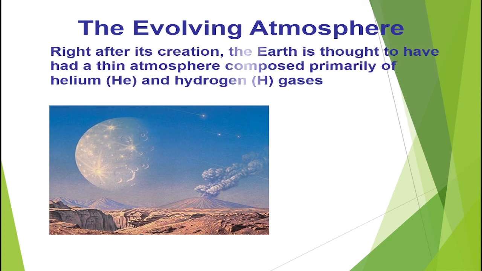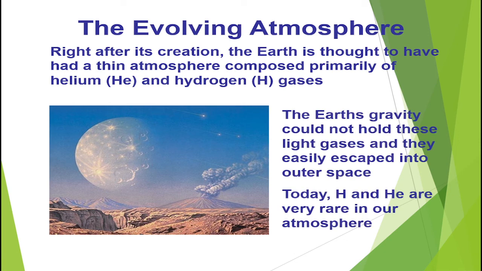It is said that right after its creation, the Earth is thought to have had a thin atmosphere composed primarily of helium and hydrogen gases. The Earth's gravity could not hold these light gases, and they easily escaped into outer space. Today, hydrogen and helium are very rare in our atmosphere.